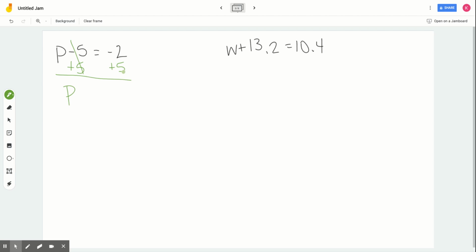Negative 2 plus 5. Opposite signs, we subtract. 5 take away 2 is 3. And we keep the sign of the larger number. So here we have p equals 3.